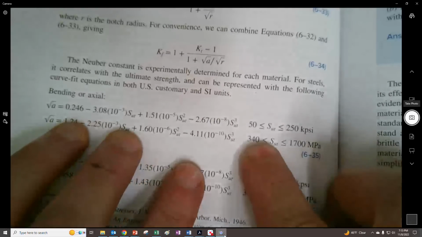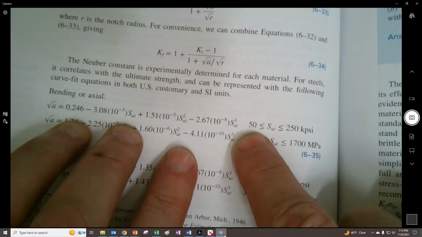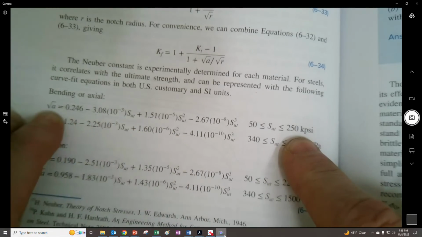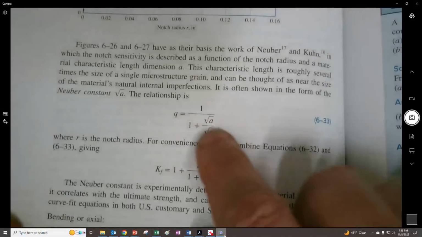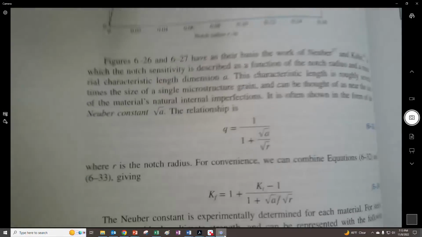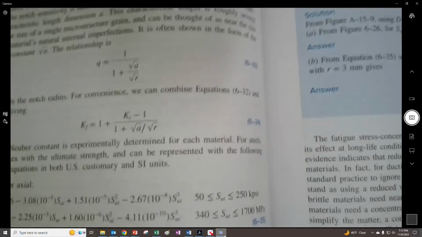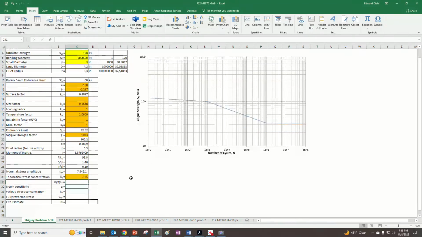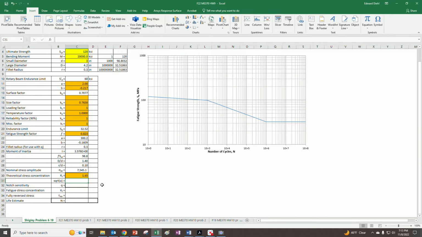And so for an ultimate strength between 50 and 250, which is just about everything for us, we're going to find the square root of a, and then we put it into this Q right there. This is a bunch of boring things as we go through, but just bear with me as I enter in these equations. So the square root of a is going to be equal to 0.246.